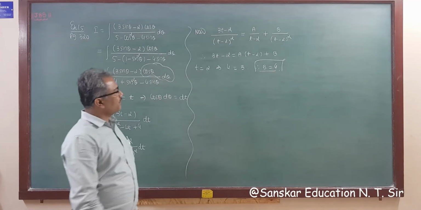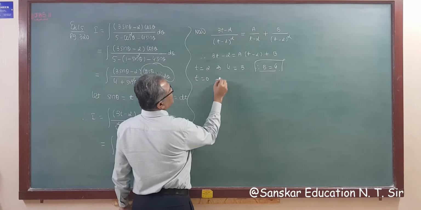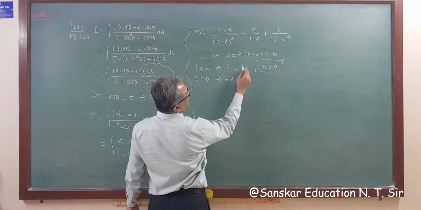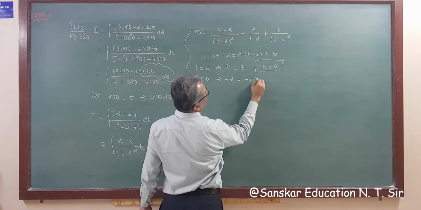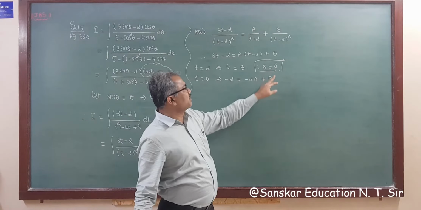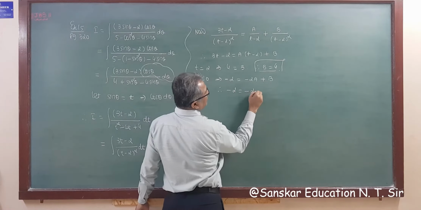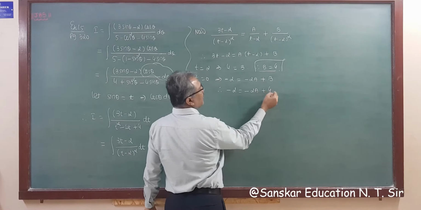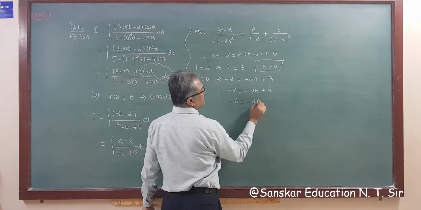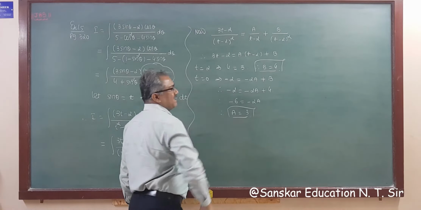Now taking t equal to 0. If we take t equal to 0, then what do we get? Minus 2 is equal to minus 2A plus B. Now B is equal to 4. So if writing 4 here, what do we get? Minus 2 is equal to minus 2A plus 4. 4 comes here, becomes minus 6. So minus 6 is equal to minus 2A, that is A is equal to 3. So we get the value of A is 3.